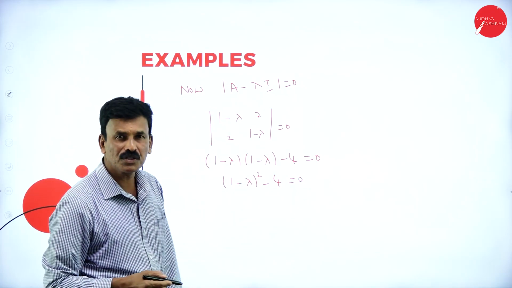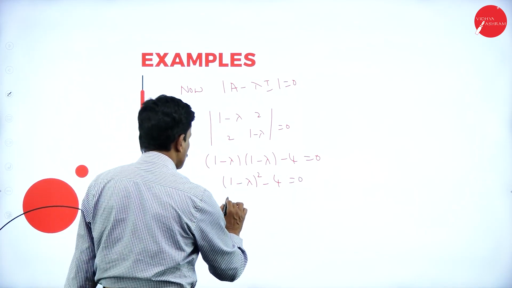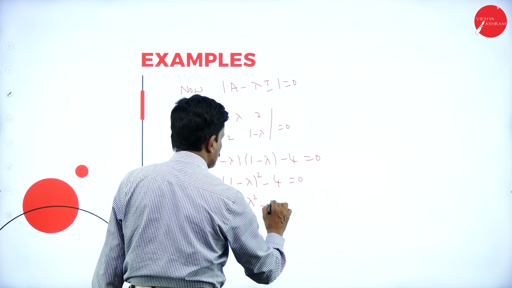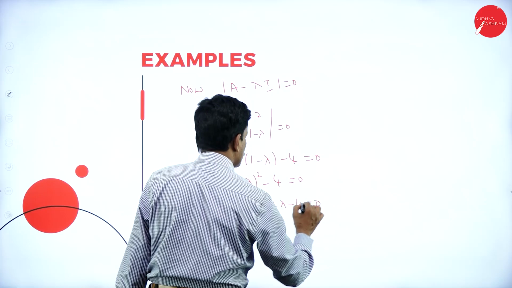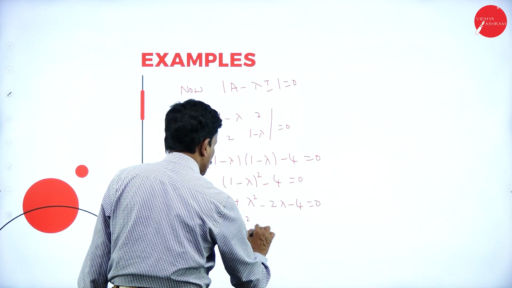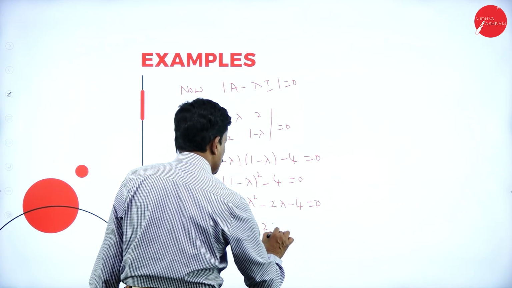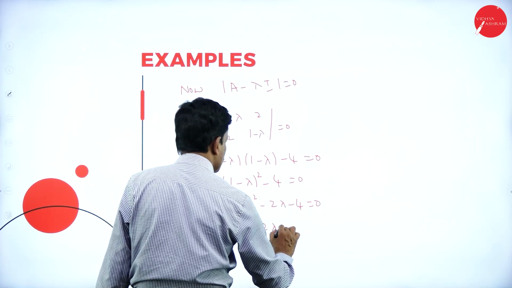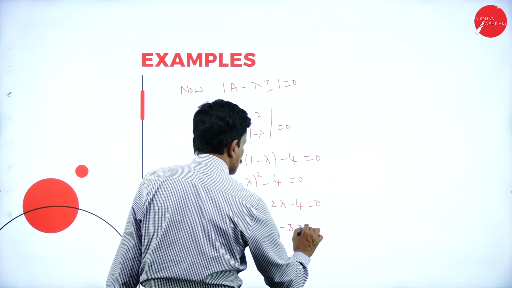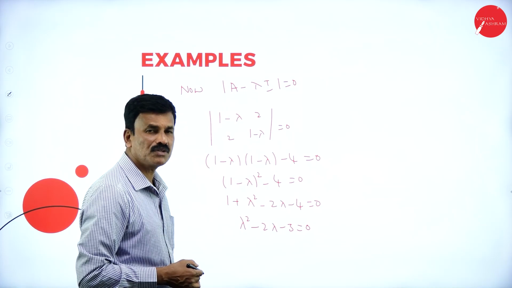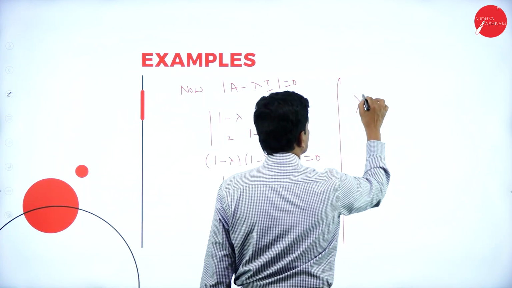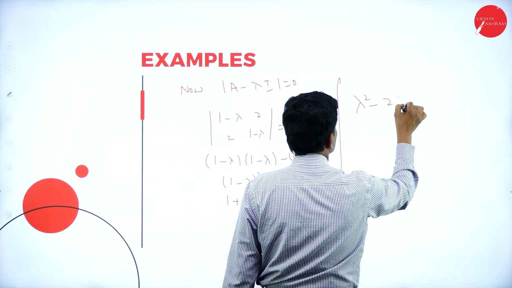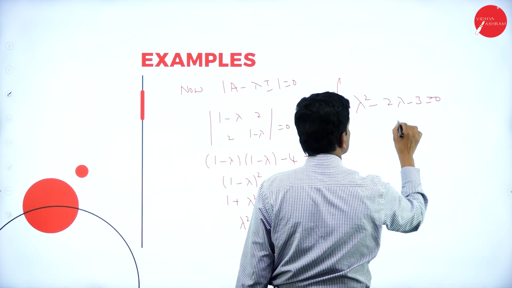Now, this is of the form (a minus b) whole square, a square plus b square minus 2ab, so 2 into lambda into 1 is 2 lambda, minus 4 is equal to 0. Put it in order: lambda square minus 2 lambda minus 4 plus 1, that is minus 3, is equal to 0, a quadratic equation. Solve this quadratic equation: lambda square minus 2 lambda minus 3 is equal to 0.